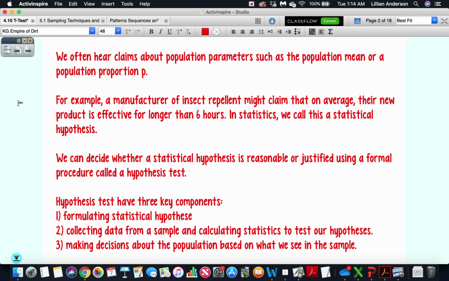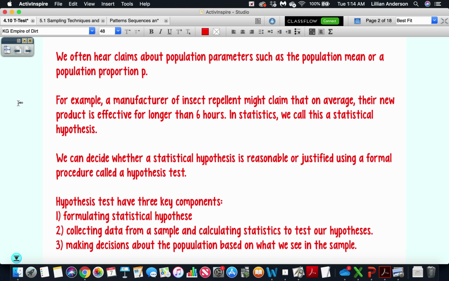Okay. Now, we often hear claims about population parameters, such as the population mean, which is mu, or the population proportion, which can be represented as p. Depending on what you're looking at, whether you're looking at means or proportions, can determine what variable you use. So, for example, a manufacturer of insect repellent might claim on average their new product is effective for longer than 6 hours. In statistics, we call this a statistical hypothesis.